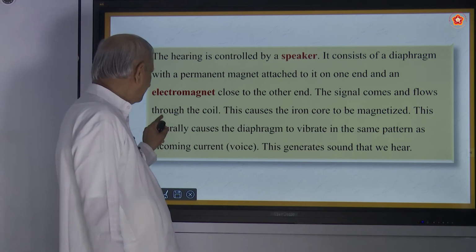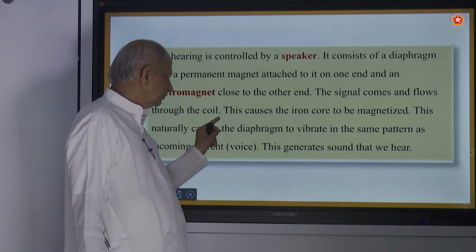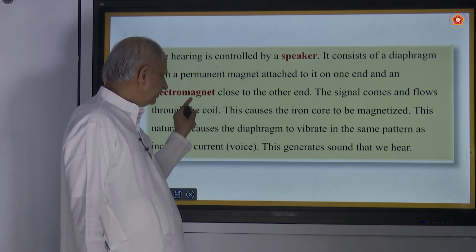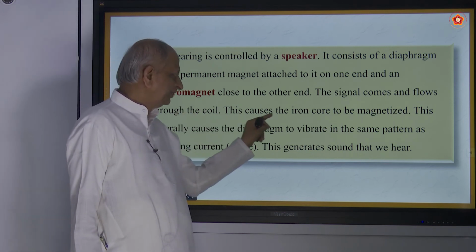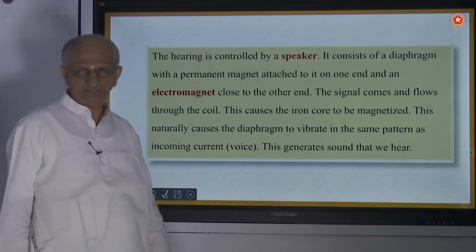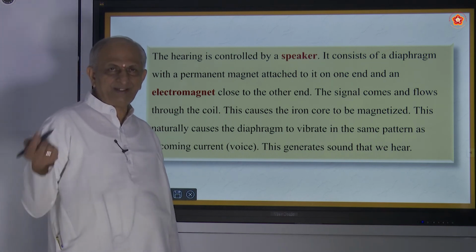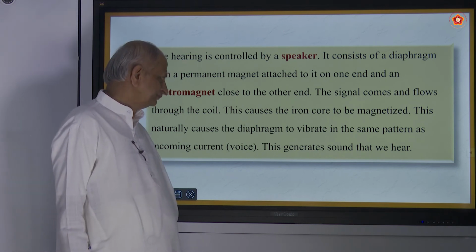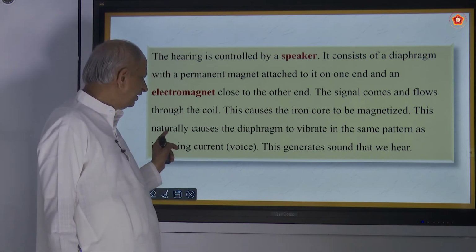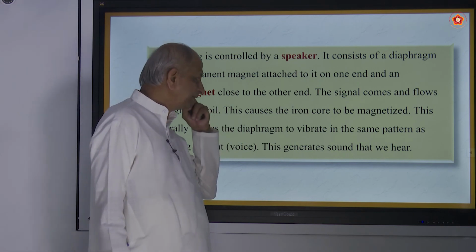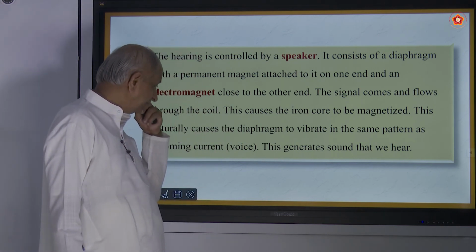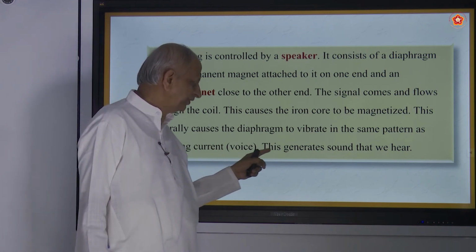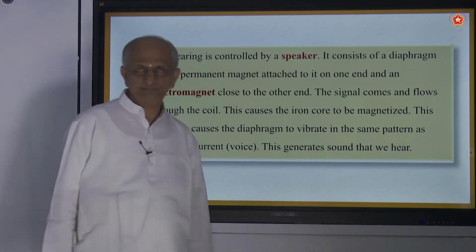The signal comes and flows through the coil. When the signal flows through this coil, it will pass down. This causes the iron core to be magnetized. So in the electromagnet, that iron becomes an electromagnet. This naturally causes the diaphragm to vibrate in the same pattern as the incoming current, namely voice. This generates the sound that we hear.